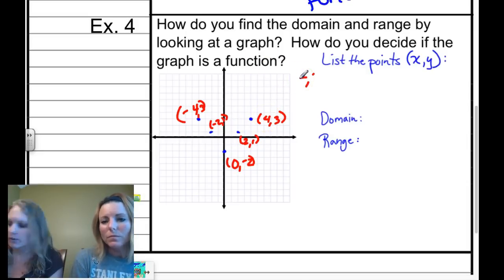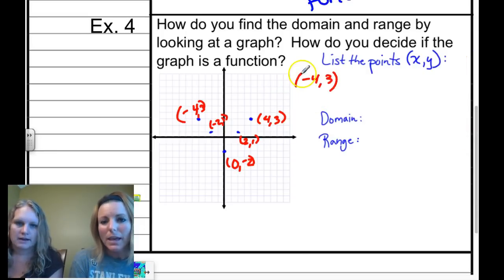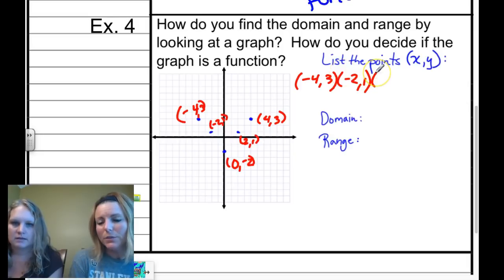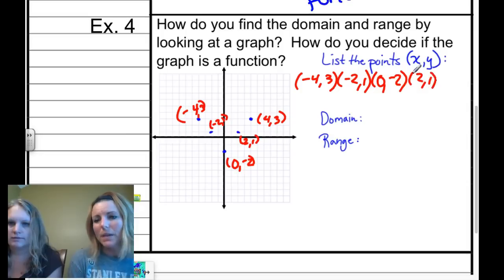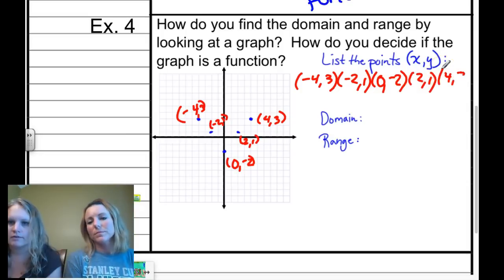I got negative 4, 3, and negative 2, 1, and 0, negative 2, 2, 1, and 4, 3.